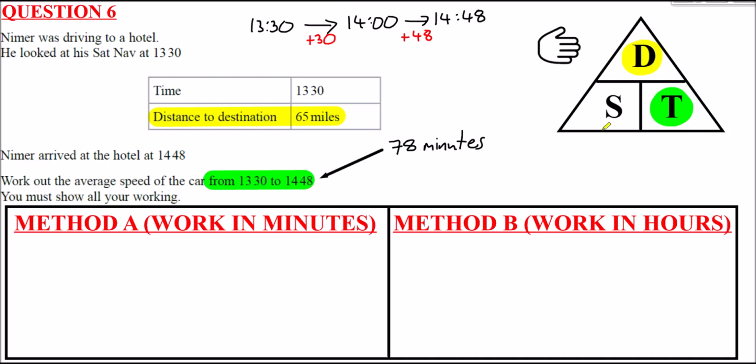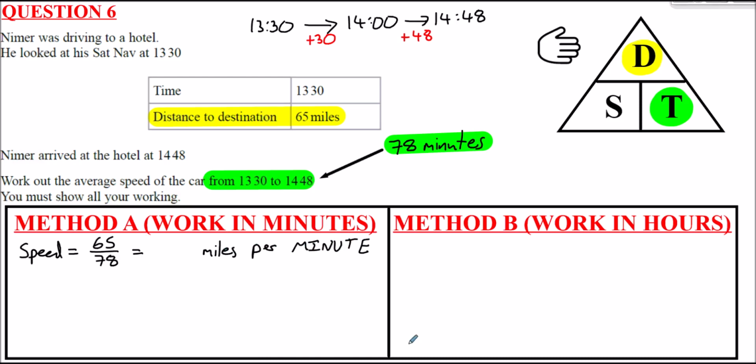So using the formula for average speed, so speed is distance, 65, divided by time, which is 78 minutes. So because our distance is in miles, our unit of time is in minutes, this is going to come out in terms of miles per minute. So don't think this is your final answer. It's not, because our final answer needs to be in miles per hour.